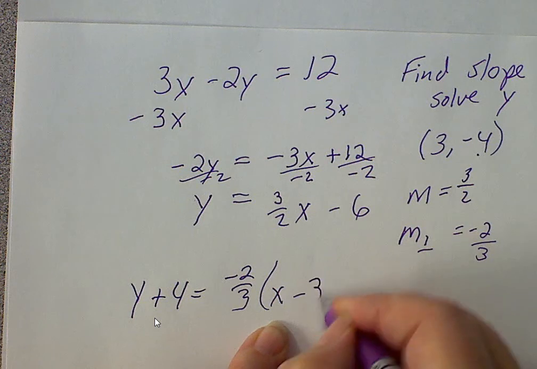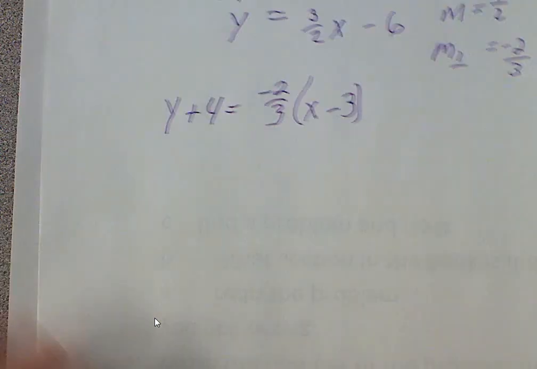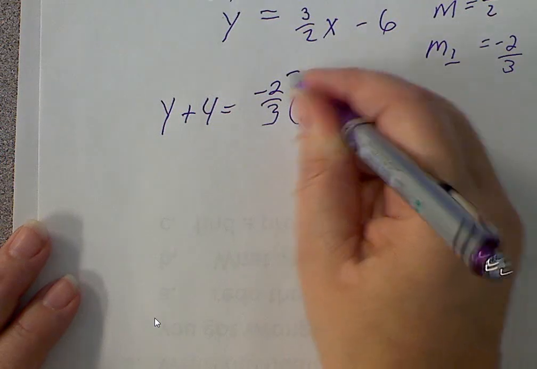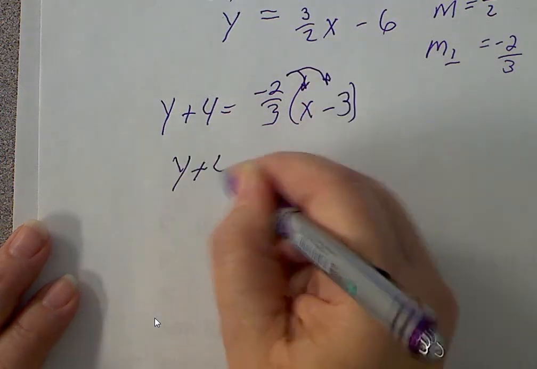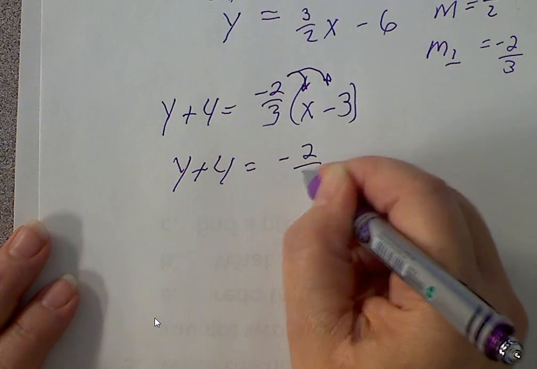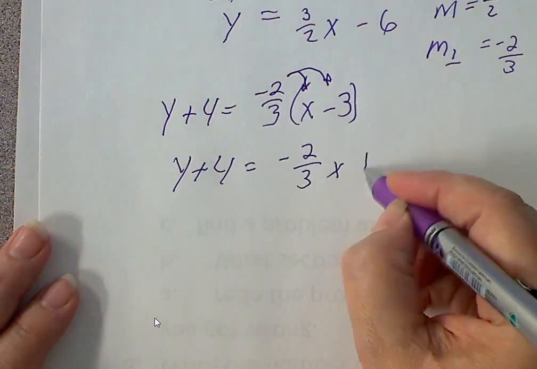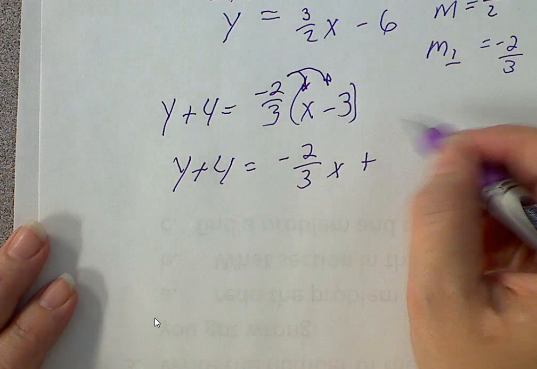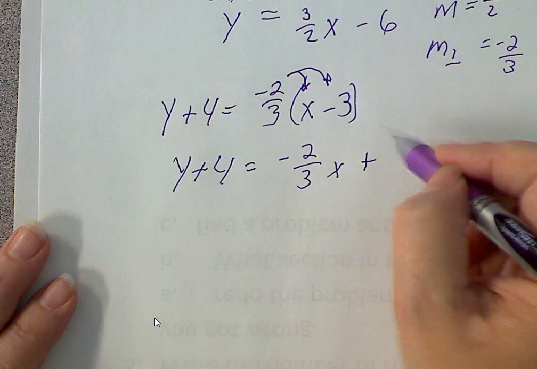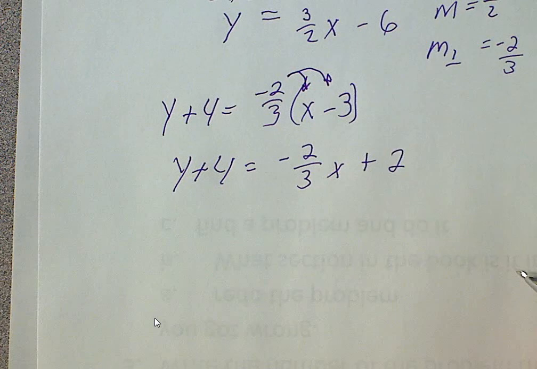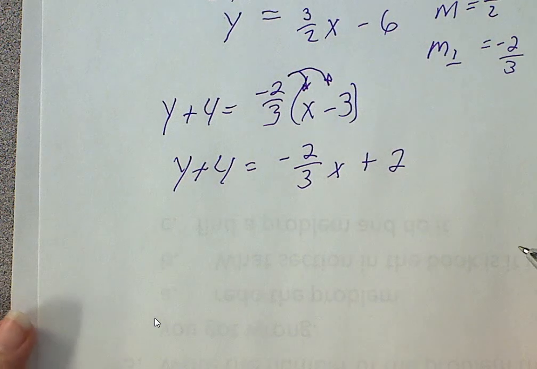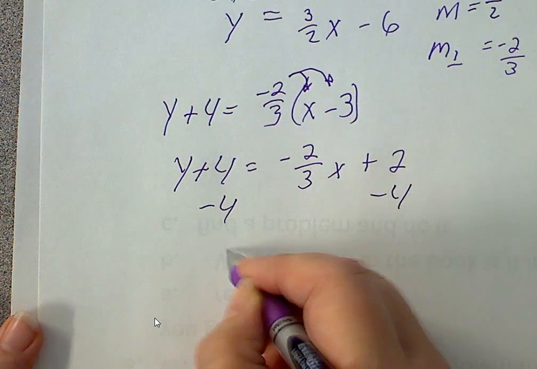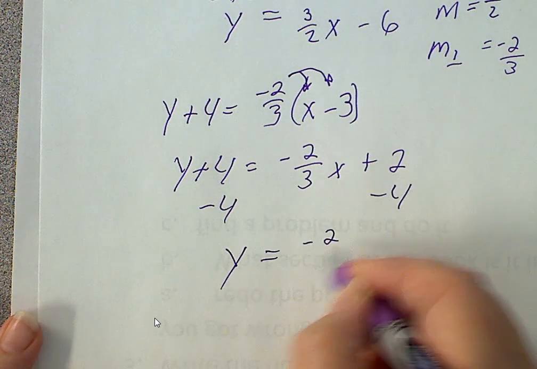Very good. Almost done. We have to distribute. So when we distribute, we get y plus 4 is equal to negative 2/3 x. Negative negative is positive 2/3 times 3. Positive 2. Lastly, how do I solve for y? Subtract 4. So y is equal to negative 2/3 x minus 2.